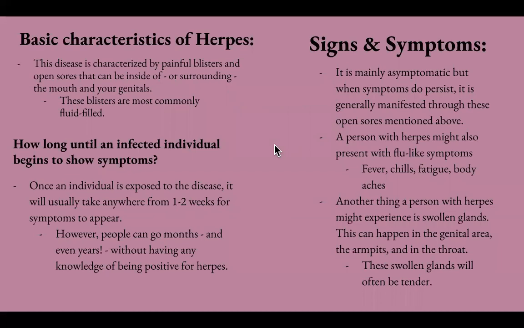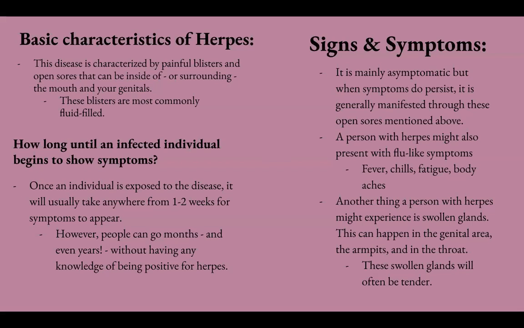Starting off, we have some basic characteristics of herpes. It is most commonly characterized by painful blisters and open sores that can be inside of or surrounding the mouth and the genitals. These blisters are most commonly fluid-filled. Once an individual is exposed to the disease, it will usually take anywhere from 1 to 2 weeks for symptoms to appear. However, many people go months and even years without having knowledge of being positive for herpes.